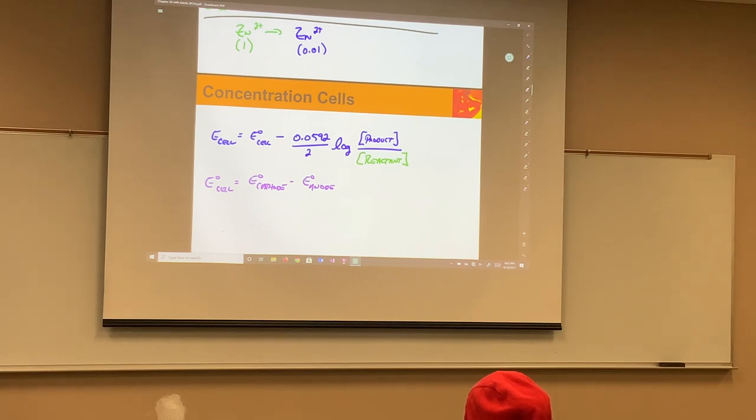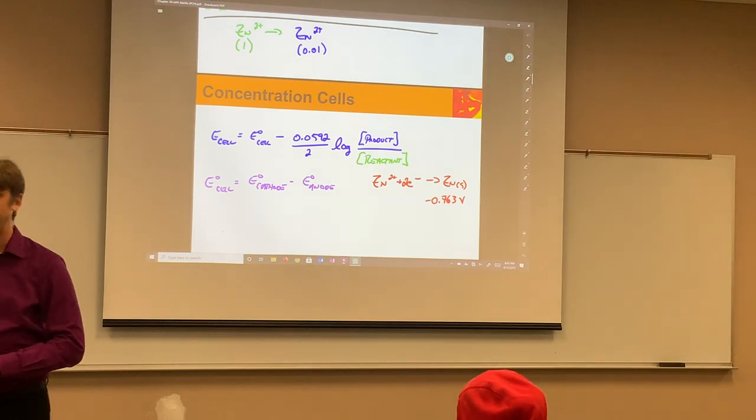In the tables, if we put some numbers with this, let's see if I can find it without scrolling all the way back up. Yep, there it is. Remember, in the table it says that zinc 2+ plus 2 e- goes to make zinc solid, and that is negative 0.763 volts. So there's our reduction half reaction.